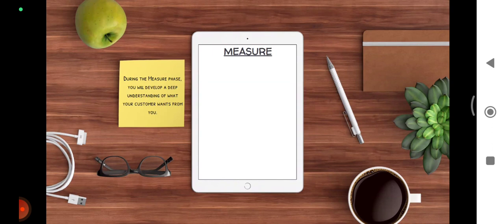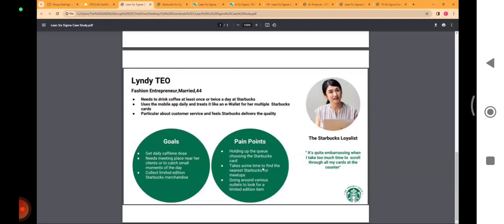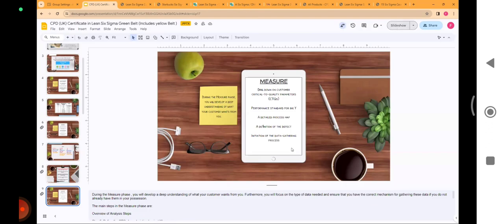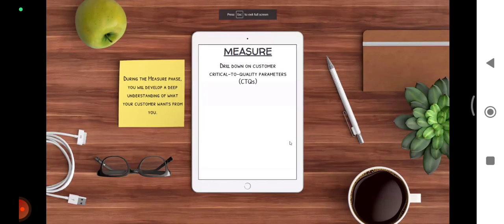In the measurement phase, as I said, we want to translate the voice of the customer to become the voice of the process. You can see this is the voice of the customer right here, and this is the voice of the process. So this is what happens in the measurement phase. Yes, I can measure it because I've got these different stages, and I can also determine how the process is performing by calculating the capability right here. So that is what you want to do. So in the measurement phase, again, I'm going to give you a list of what you will see in any case study that has been done correctly.